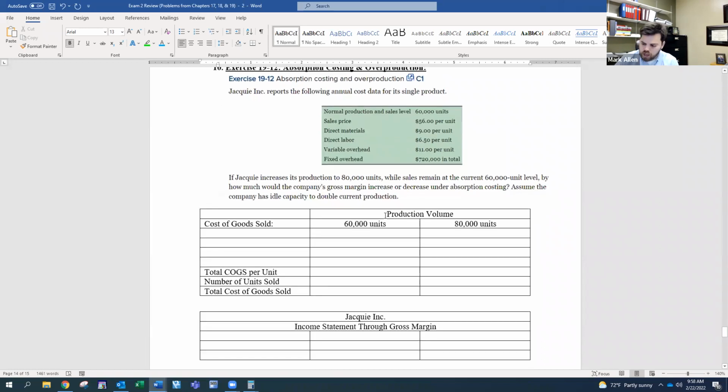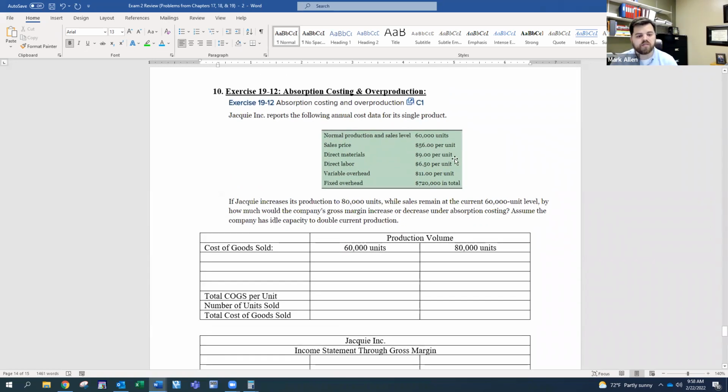Okay. Now, I like this problem a lot because it makes you actually come in and justify what is happening here with this overproduction. So I believe this is the second to last question in our packet. So we do have this one and one more, and then we'll be done. So here we go. In this case, Jackie Inc. reports the following annual cost data for its single product. So we see that.